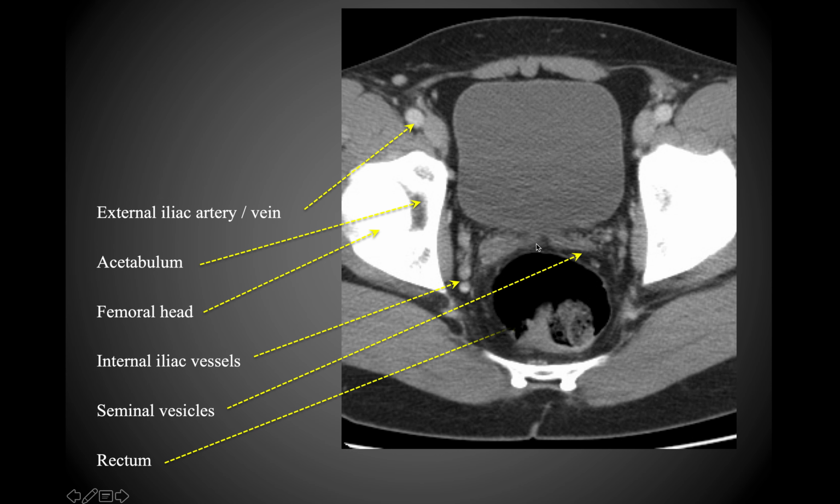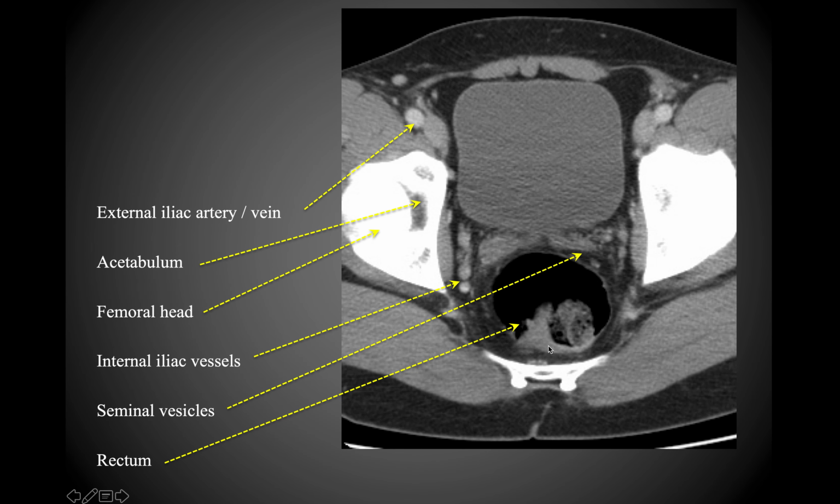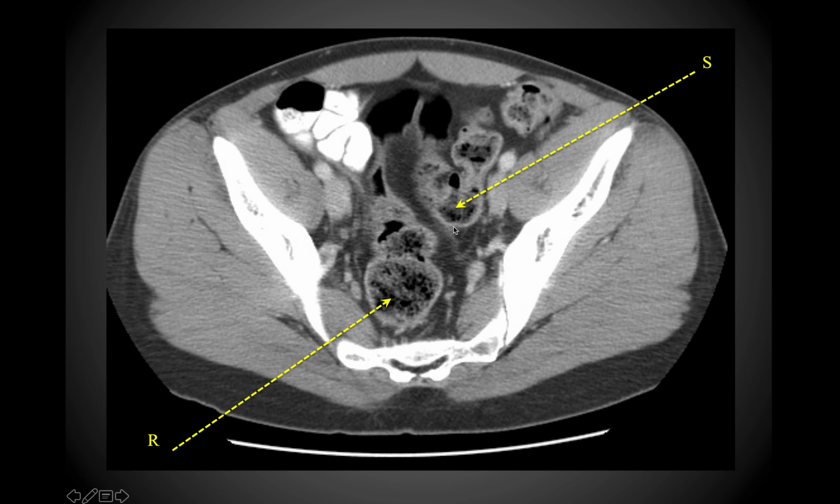And then you can get a really good view of the rectum here. So all of this is rectum. The black represents gas, whereas the rest of what you see within the lumen of the rectum is stool. As we continue descending here, actually, this is a higher view.